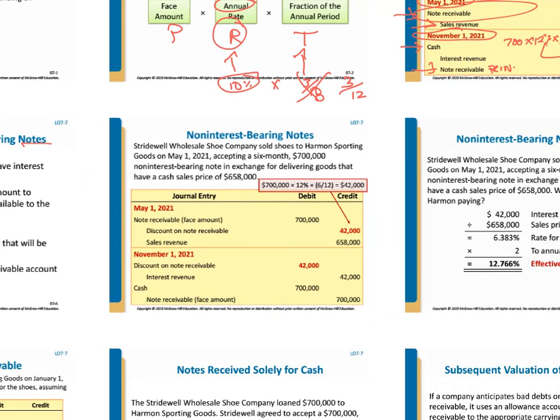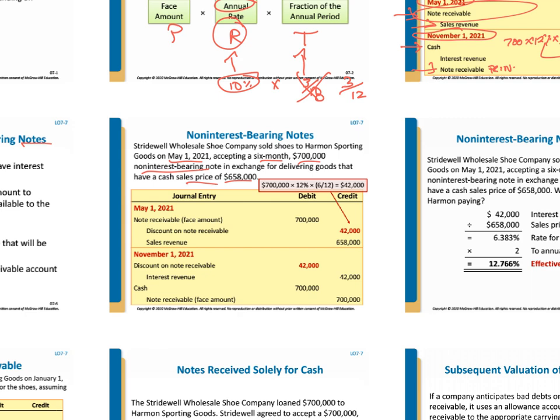It says Stridewell Wholesale Shoe Company sold shoes to Harmon Sporting Goods on May 1st, 2021, accepting a 6-month, $700,000 non-interest-bearing note in exchange for delivering goods that have a cash sales price of $658,000. So essentially what's going on is that the sales price of the goods that we're selling is $658,000, but we accept for that sale a $700,000 note. The difference between the $658,000 sales price and the $700,000 that we're receiving is that interest.